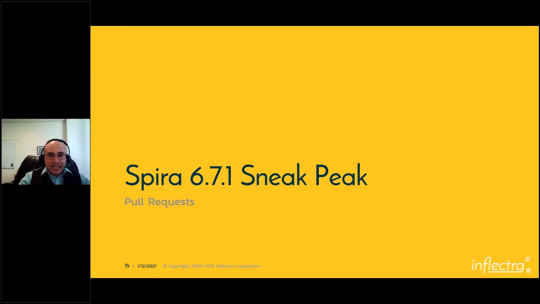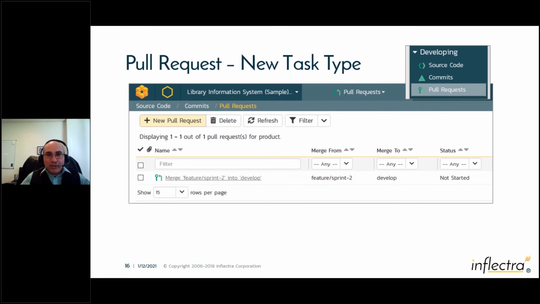6.7.1 sneak peek. So in the new version, we have this third menu entry, pull requests. And a pull request, which is also really a merge request, is also a code review task. So what is it? It's a way for us to manage in Spira the activities around merging something from, let's say, a feature branch, going back to our Git methodology, Git Flow, into the develop branch. And maybe you even do a pull request and formally review develop before it goes into main or master. Typically, it's from a feature branch into develop, though.